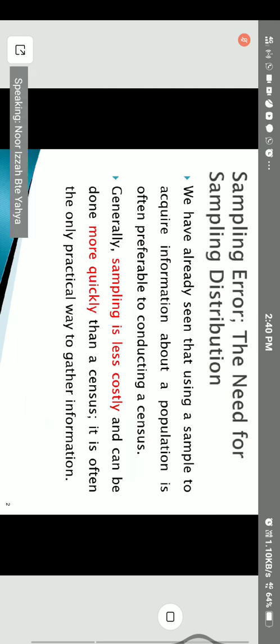So we have seen why we need sampling, but the risk when we do sampling is that we tend to make an error. We have already seen that using a sample to acquire information about a population is often preferable to conducting a census. Generally, sampling is less costly and can be done more quickly than a census, and it is often the only practical way to gather information.